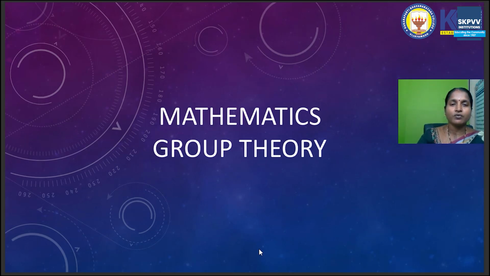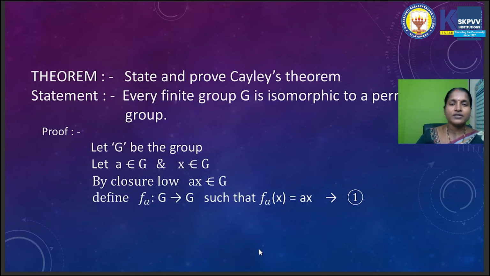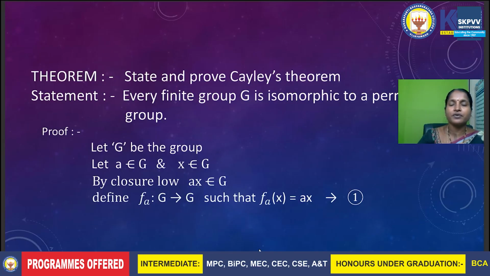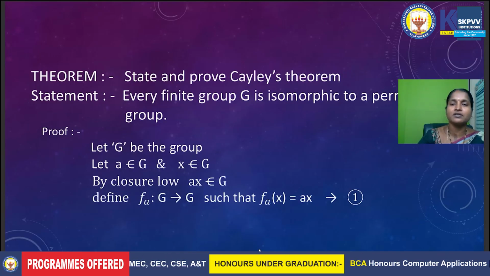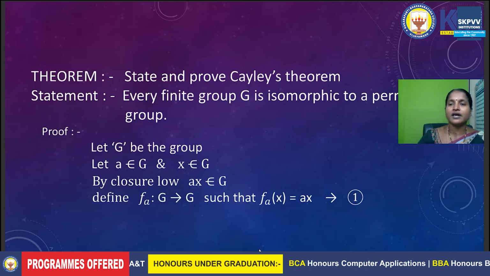Today we can discuss Cayley's theorem. First of all, in this class we will state and prove Cayley's theorem. The statement is: every finite group G is isomorphic to a permutation group. Firstly, we can write what is meant by a permutation group.